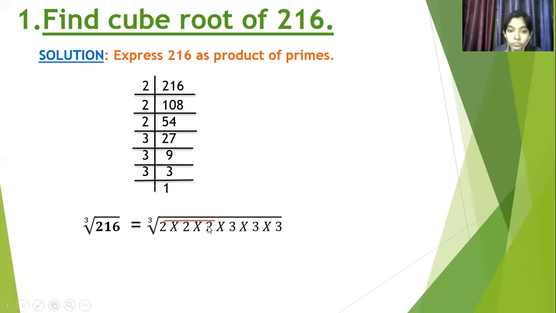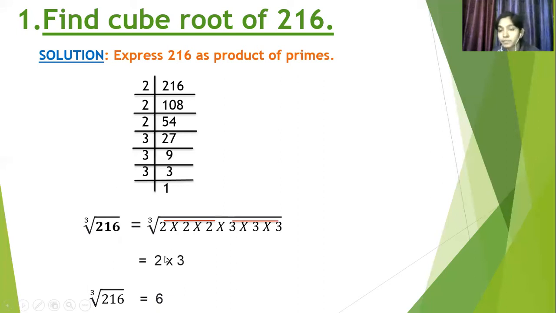See, 1, 2, 3. This is a group of triplet. This is a group again 1, 2, 3 triplet. Is it clear? Yes, ma'am. Okay. Now from each triplet, take out the common factor. So here from this triplet 2 is taken and from this triplet one factor 3 is taken. Now 2 into 3 is 6. So 6 is the cube root of number 216.